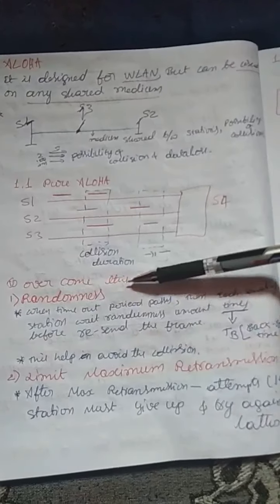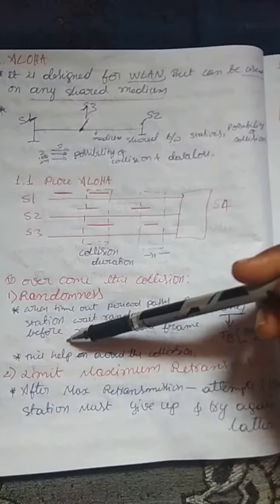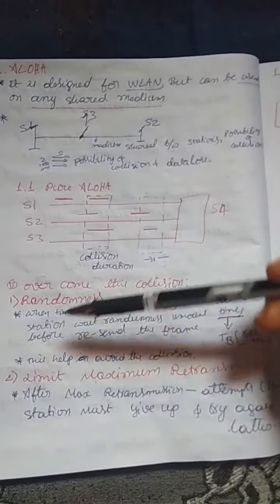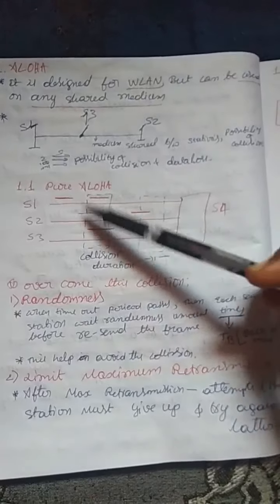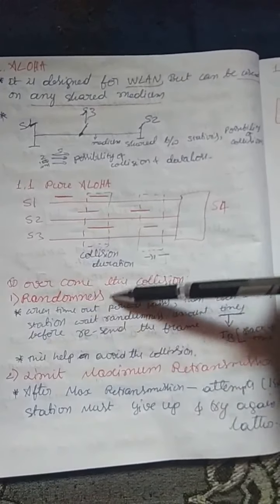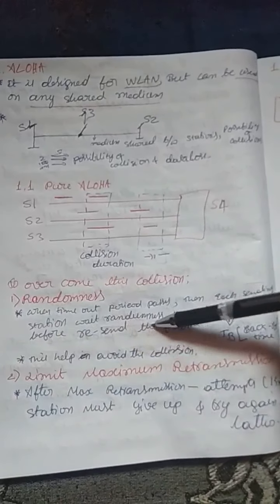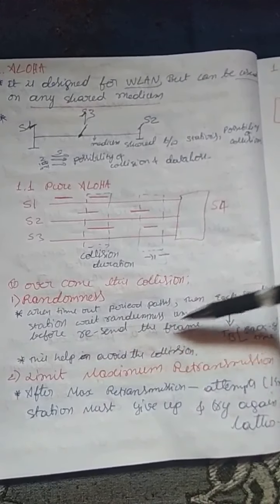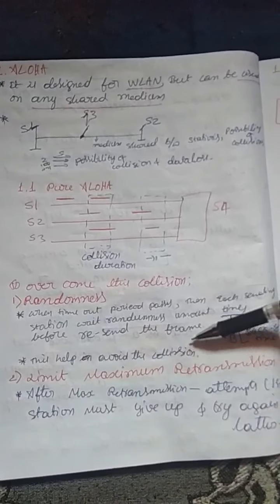To overcome this collision, there are two methods. We use randomness and limit maximum retransmission. Using these two methods, we can control the collision in pure Aloha. Randomness: what is meant by the randomness technique here? When the timeout period passes, each sending station waits a random amount of time before resending the frame.